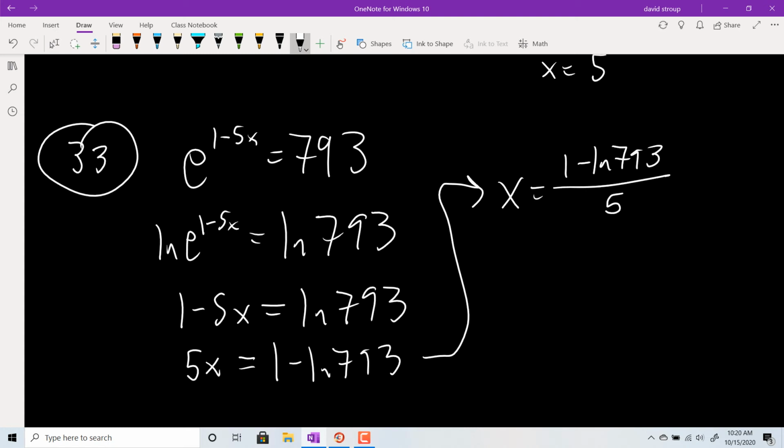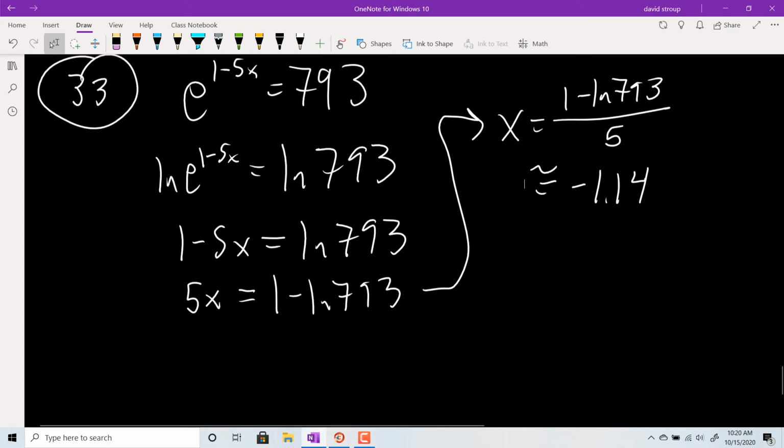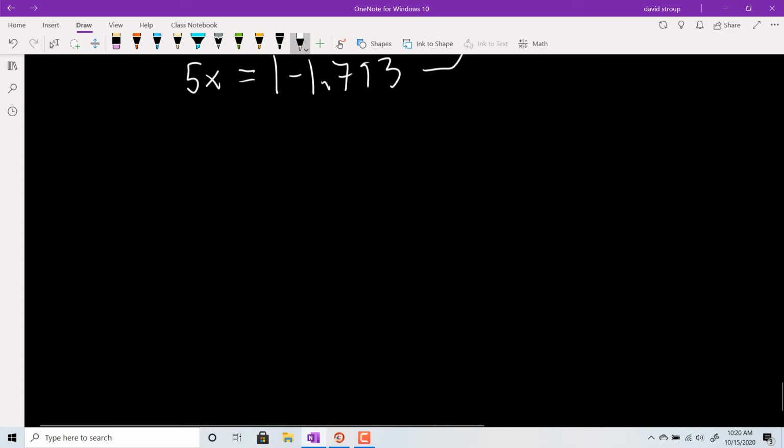Okay. On my test, I'll say leave your answer in terms of logs, or I'll want a decimal approximation. If I say leave your answer in terms of logs, you would stop at this point. If I want a decimal approximation, I would put in negative 1.14. Okay, and I can get that using my calculator. Let's try another one.